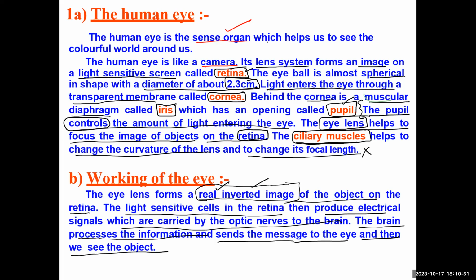Is it okay? Yes, sir. Okay, now we'll enter into the next part.